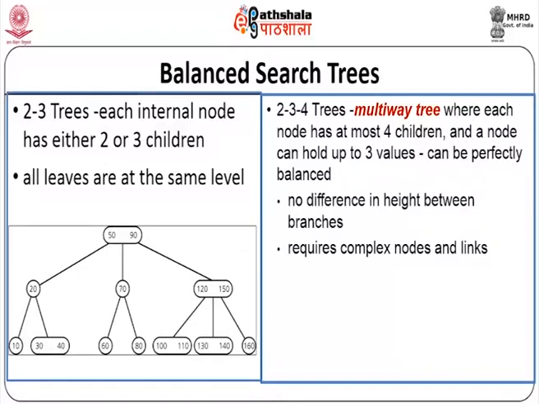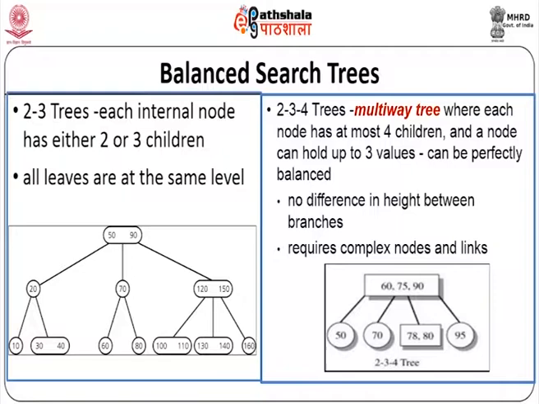It requires complex nodes and links, which is one of the issues. This is an example of a 2-3-4 tree, where you can see the number of values a node holds is 3, and the maximum number of children it can have is 4. But we are going to look at 2-3-4 trees only in the next module. Now, we are going to look in more detail at 2-3 trees.